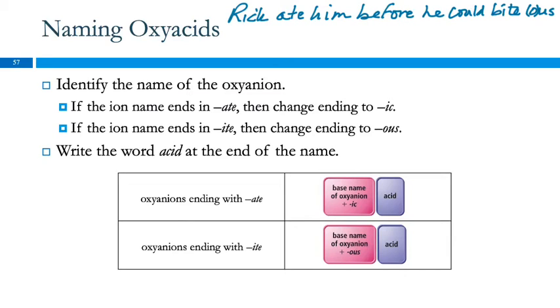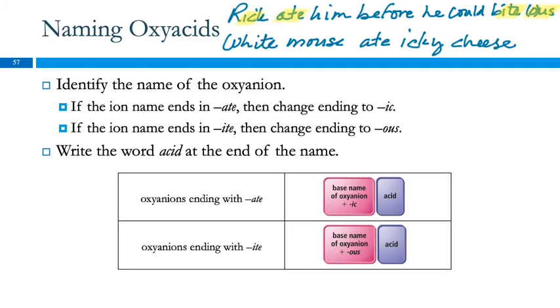So here we have ick and ate, ite and us. Another one that a lot of people use is the white mouse ate icky cheese. So there's ick and ate. There's ite and us. Okay? So we need to be able to pair those up reliably.